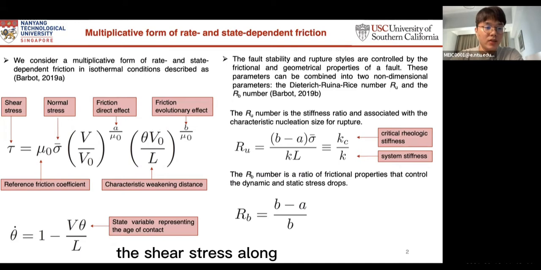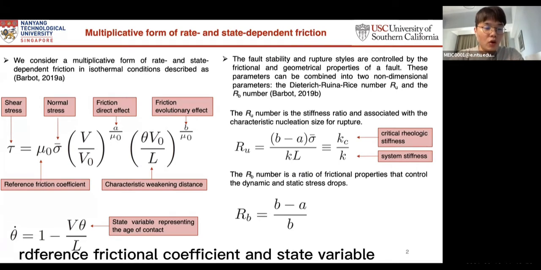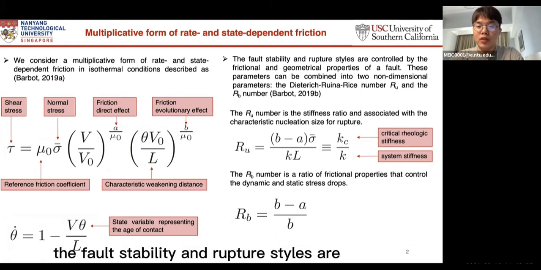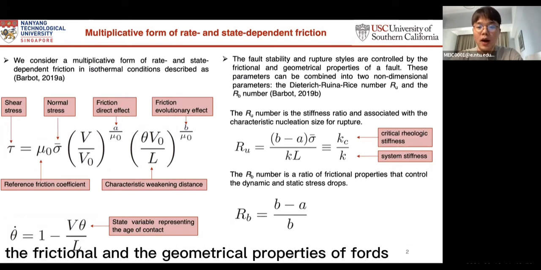The shear stress along a frictional fracture is determined by the normal stress, frictional properties, load point velocity, reference frictional coefficient, and the state variable. The fault stability and rupture styles are controlled by the frictional and the geometrical properties of faults.